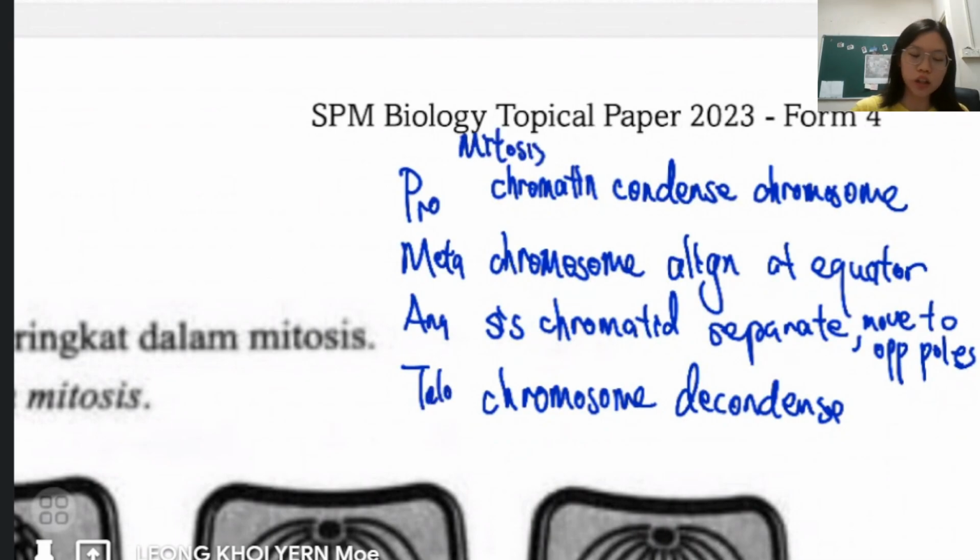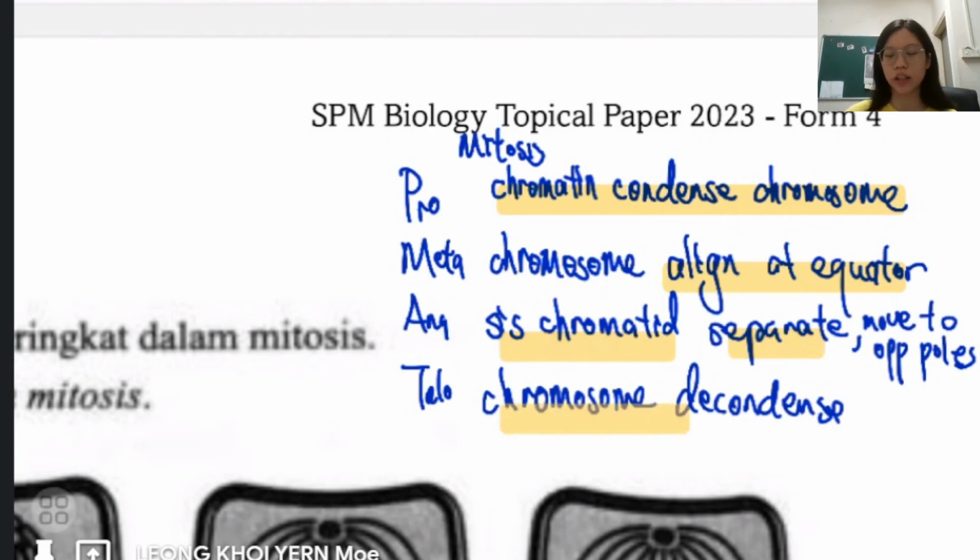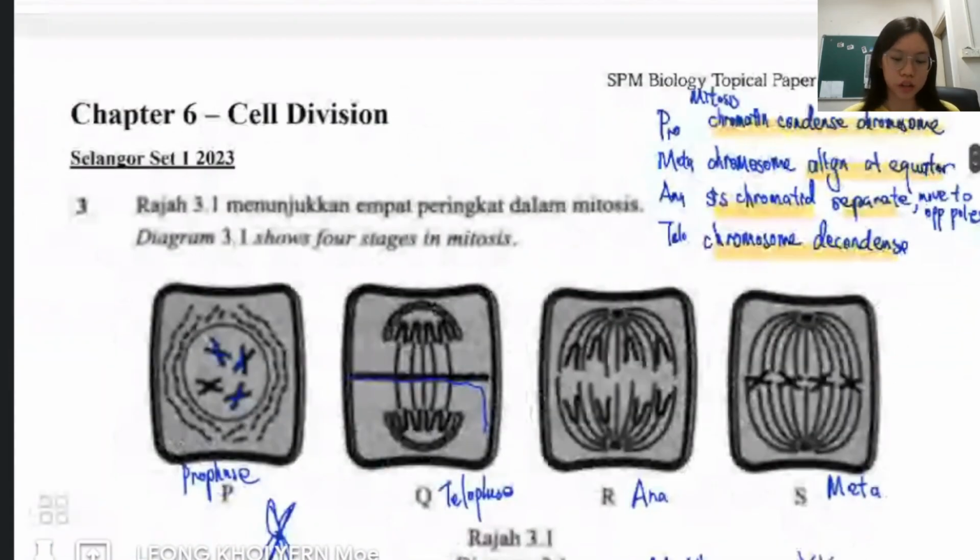Prophase is where chromatin will condense into chromosome. Then metaphase, they will align at the equatorial plane. Anaphase is where the centromere will divide, so the sister chromatids will separate and move to opposite poles. And last but not least, telophase, the chromosome will decondense back to chromatin form.